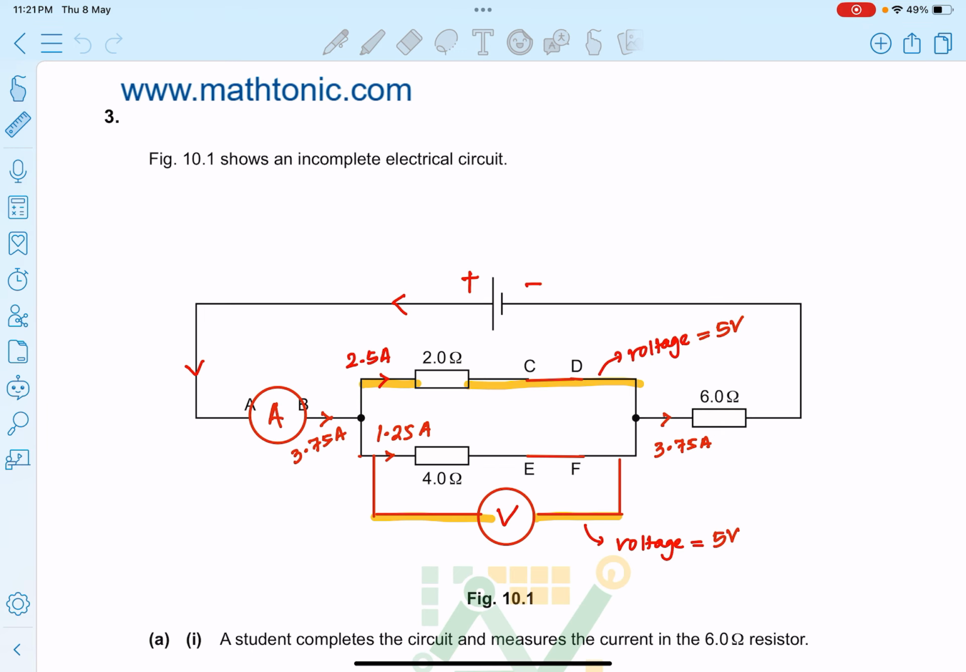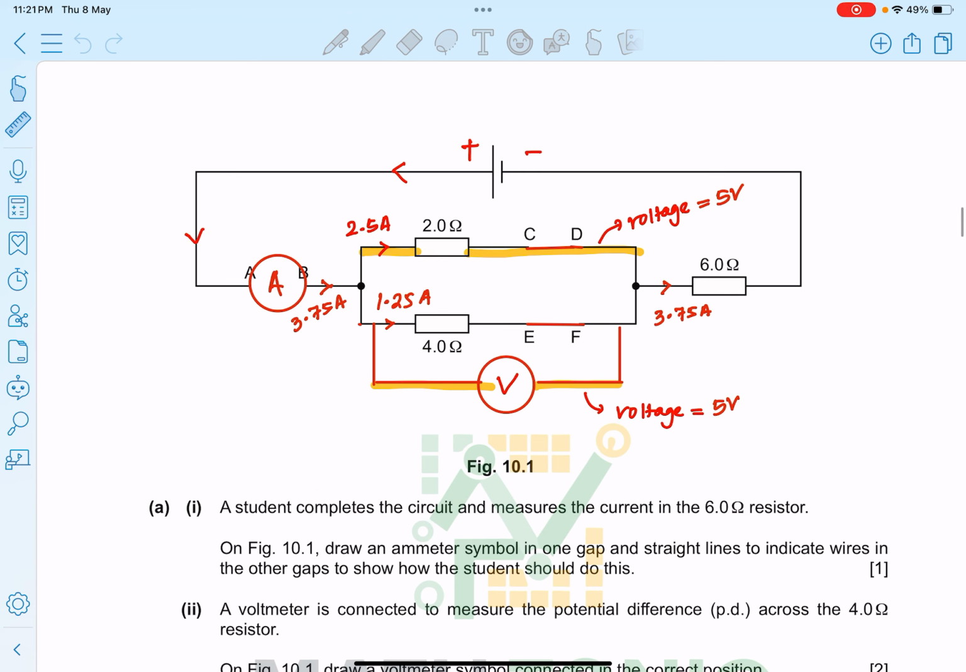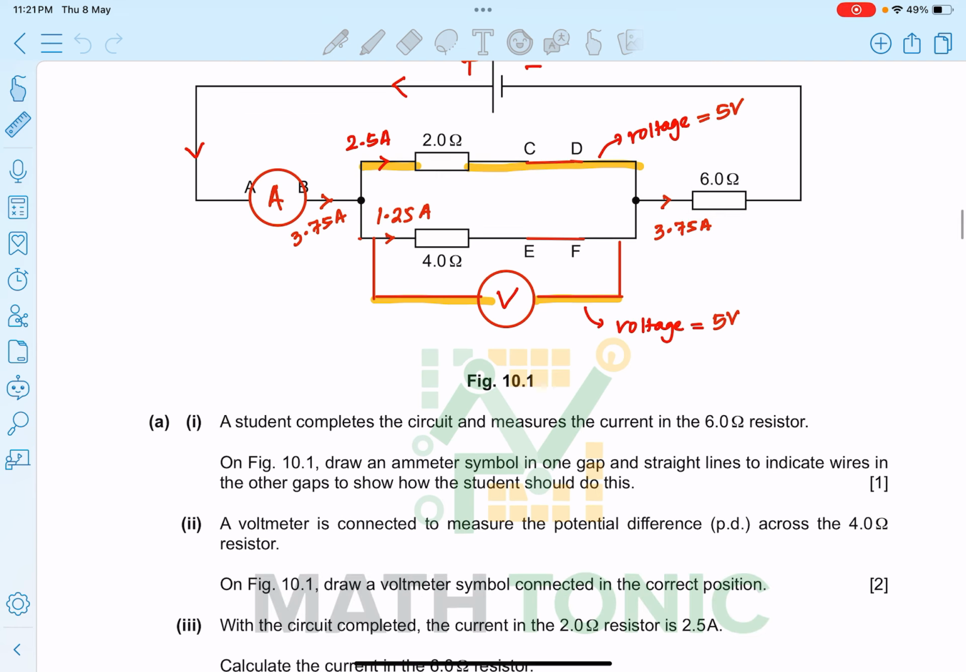Question number 3, this kind of question I'm also expecting tomorrow that you'll get. The question is: a student completes a circuit and measures the current in a 6 ohm resistor. Basically, I have already written here that we have a 6 ohm resistor. We need to find what amount of current is flowing in that. I think the question is asking that.